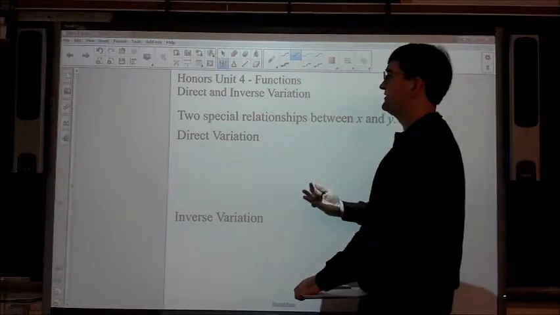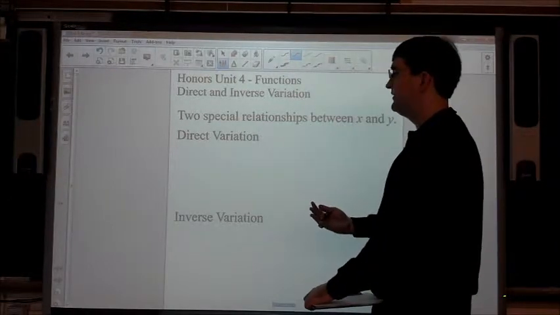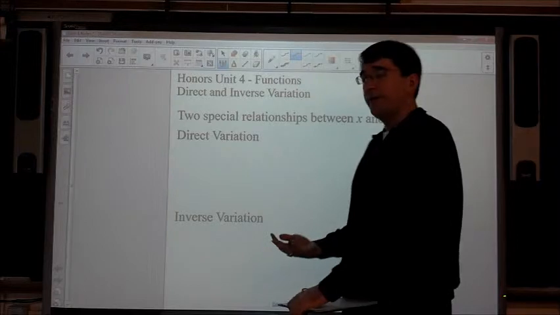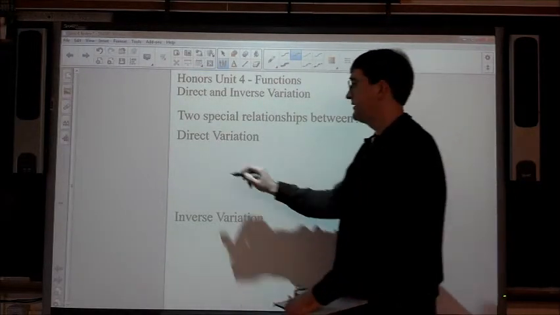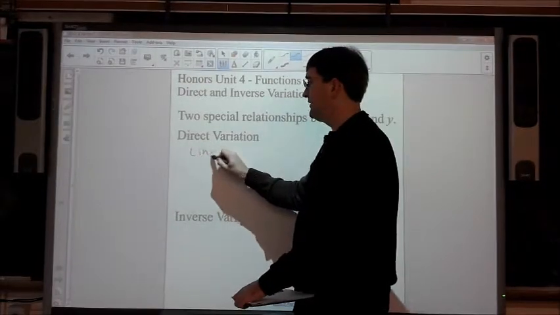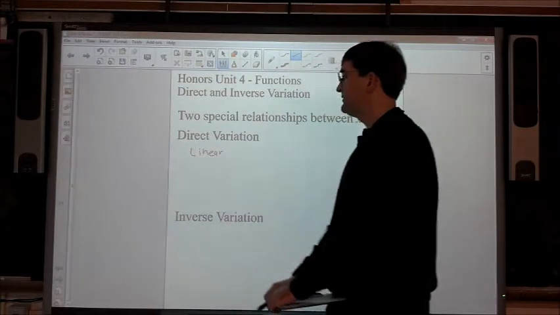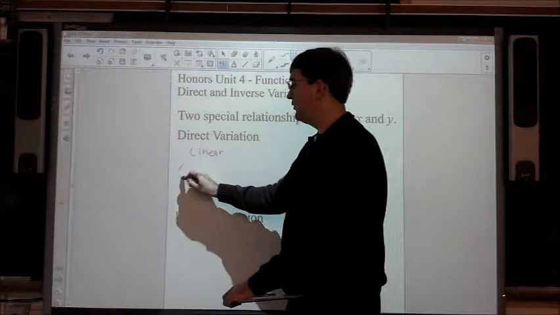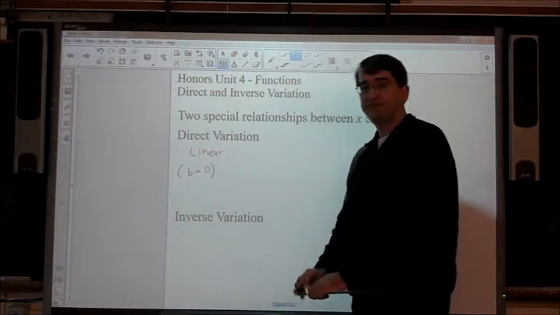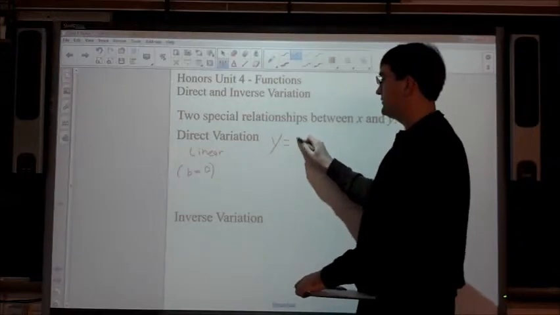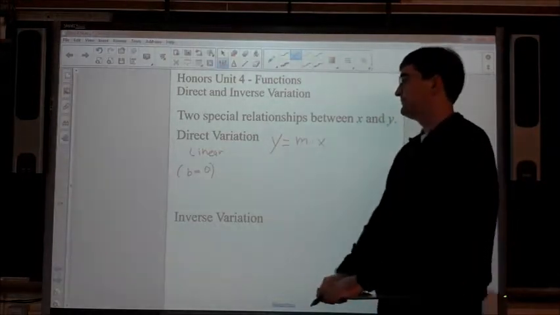And the difference generally is that direct variation is like the linear graphs that you've been making. In fact, direct variation is a linear relationship, but specifically one where the y-intercept, b, is equal to 0. So we would have y is equal to just m times x.